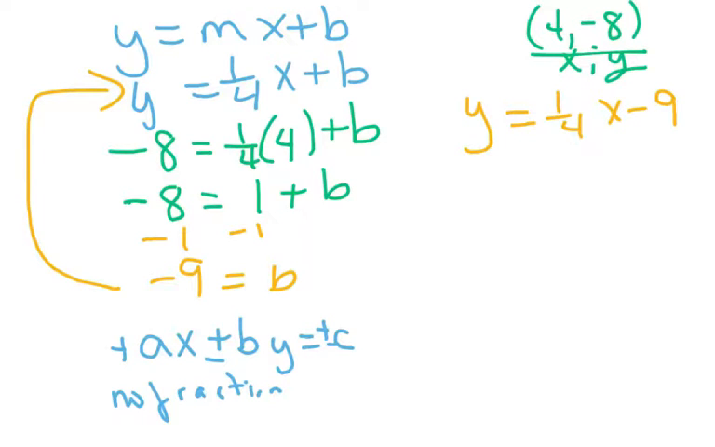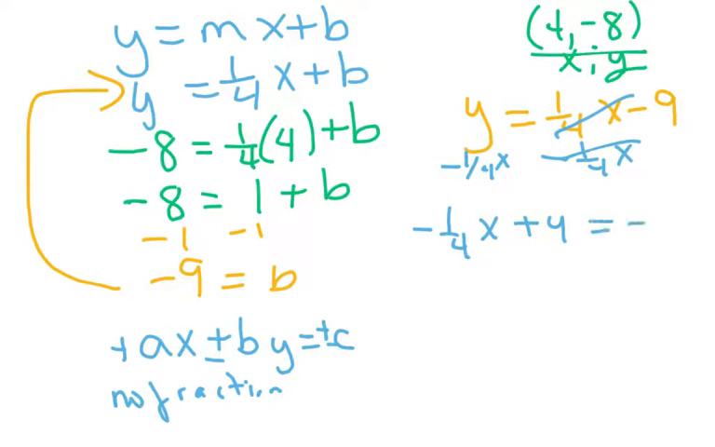1/4 x. I'm going to subtract 1/4 x from both sides. So I'm getting -1/4 x plus y, because this will cancel, equals -9. Now this has a fraction and it's negative. So what I'm going to do is multiply this by -4.